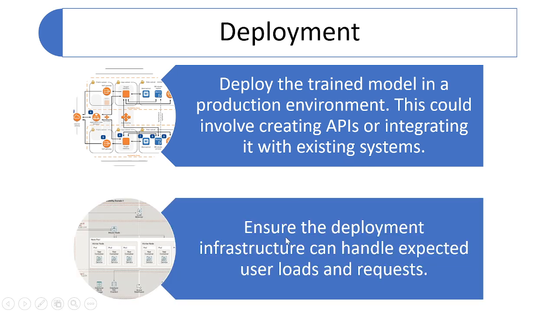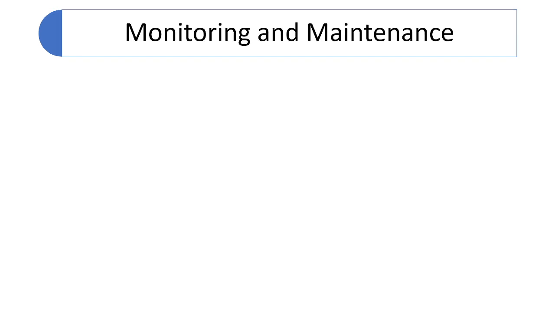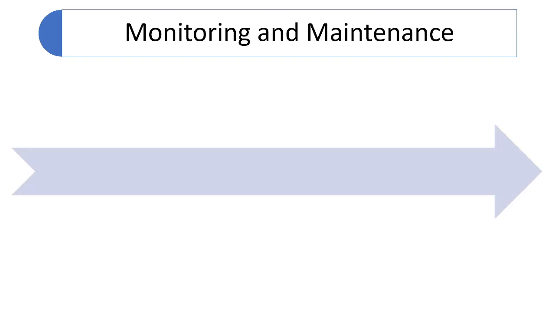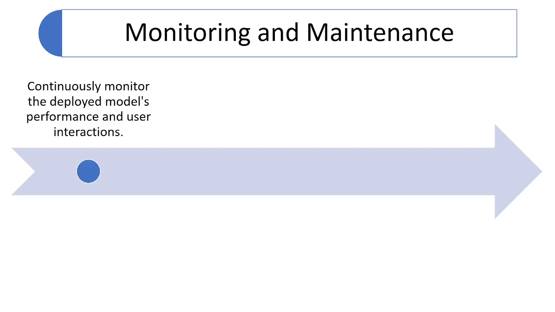And ensure the deployment in production can handle expected user loads and requests. Once you deploy your model, ensure that your application is able to handle all the users' load and requests, whatever traffic is coming. Be sure your application can handle those loads and traffic. After that, once the deployment has been completed in your cloud production environment, you have to do the monitoring.